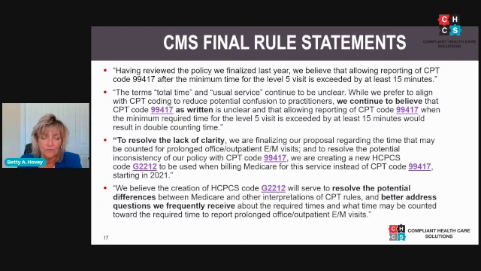So we believe the creation of this HCPCS code will serve to resolve the potential differences between Medicare and other interpretations of CPT rules. And all the places where it's bolded on this slide are places where CMS bolded it. I didn't bold any of this. So they're trying to say that there was a lack of clarity, and they want to make sure that it's being billed properly, not being overpaid. So that's why they made the G code.